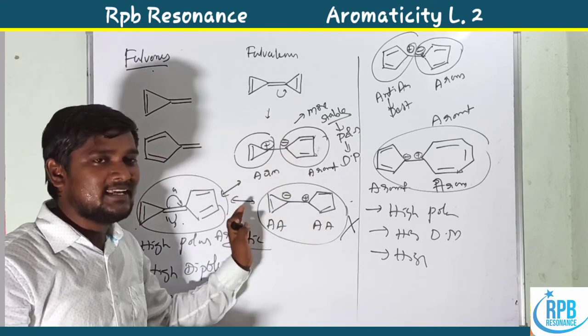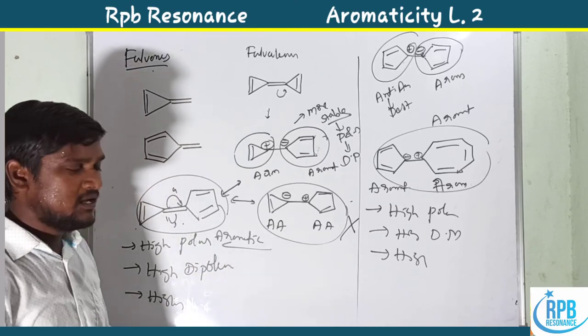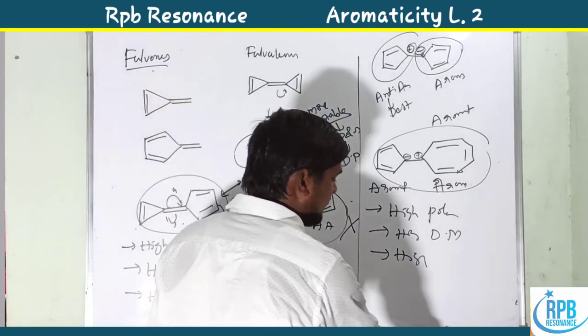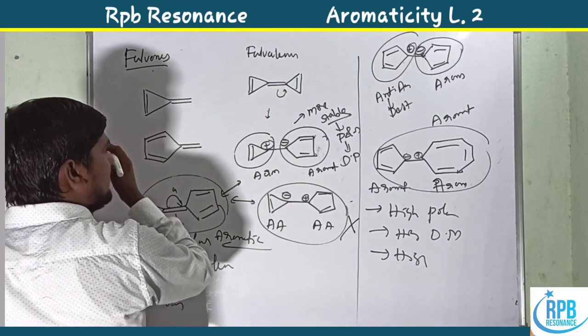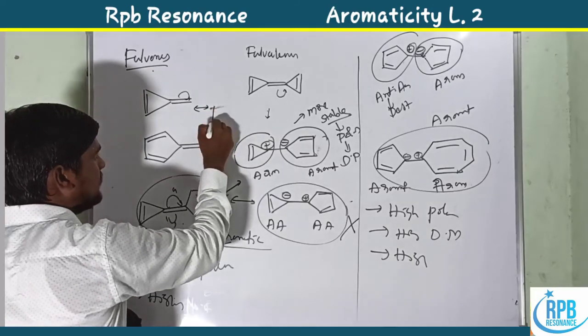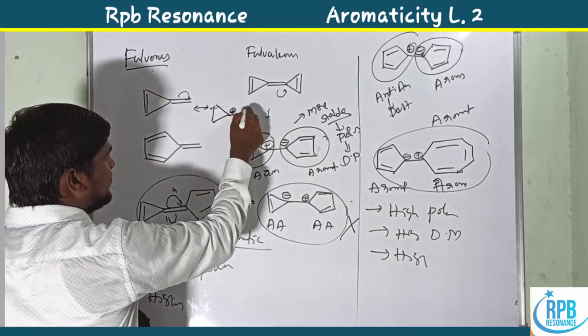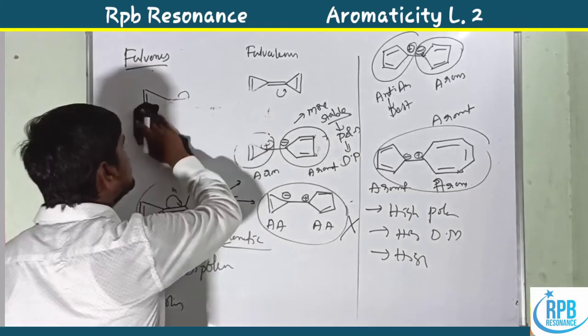So here both are anti-aromatic. That's why it is very, very much less stable than the normal compound. So these are the concepts of fulvalenes. Now, this is the fulvalene. This is like fulvene. So here it forms this type of molecule. Now here it is positive over there, negative over there. Positive is the aromatic compound. Now let us discuss the fulvenes.